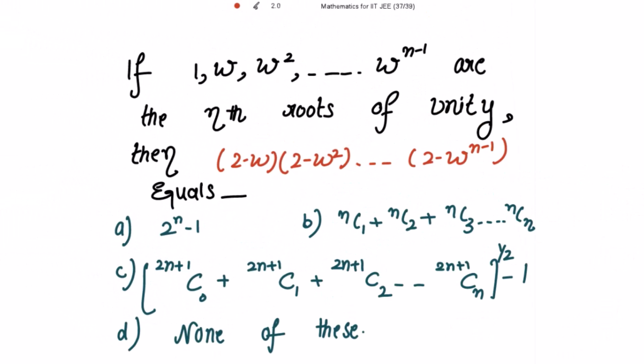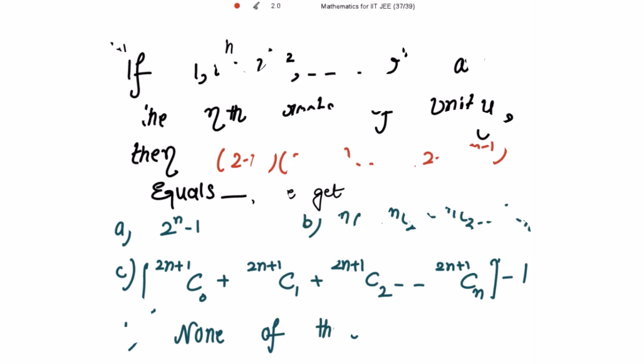This is a very important example. If 1, omega, omega square, up to omega to the power n minus 1 are the nth roots of unity, then the product of (2 minus omega), (2 minus omega square), up to (2 minus omega to the power n minus 1) equals what? A, B, C or D option, right? This we need to check.